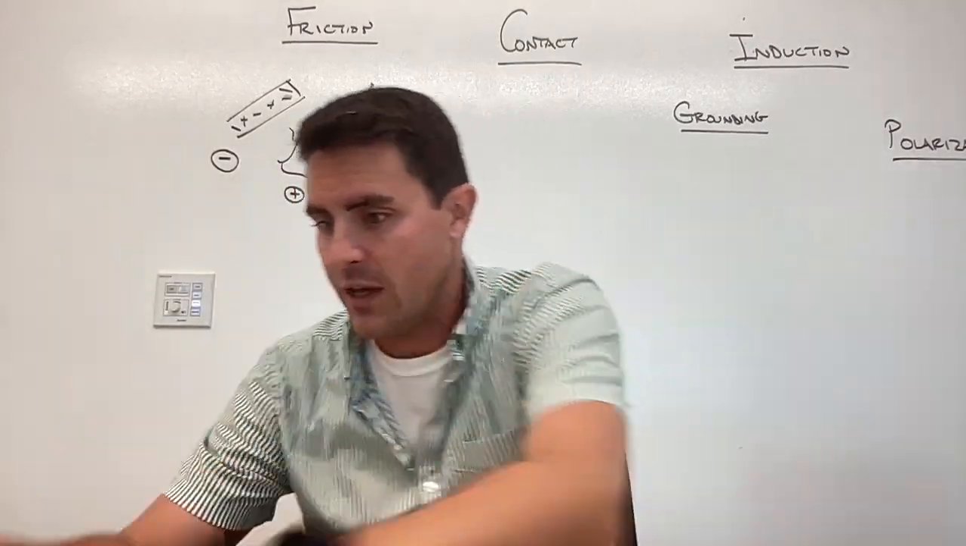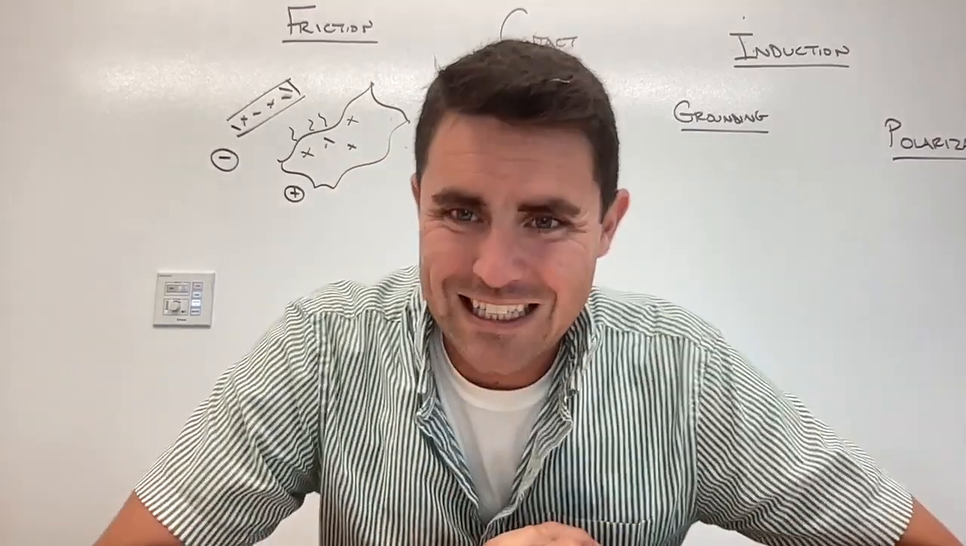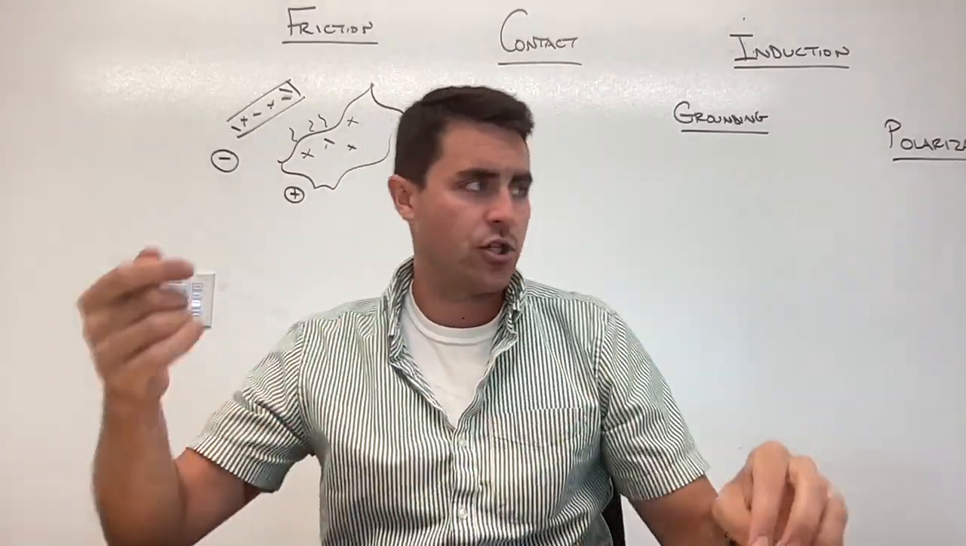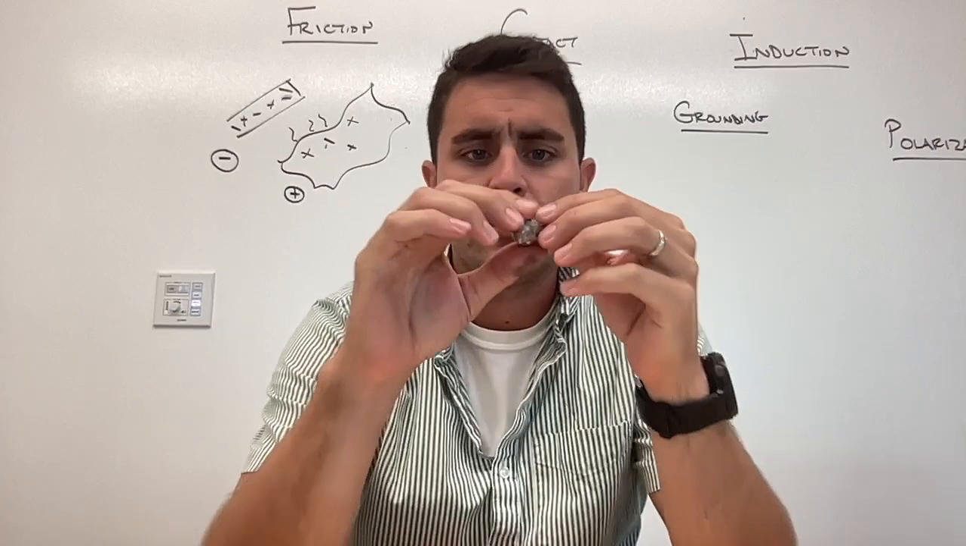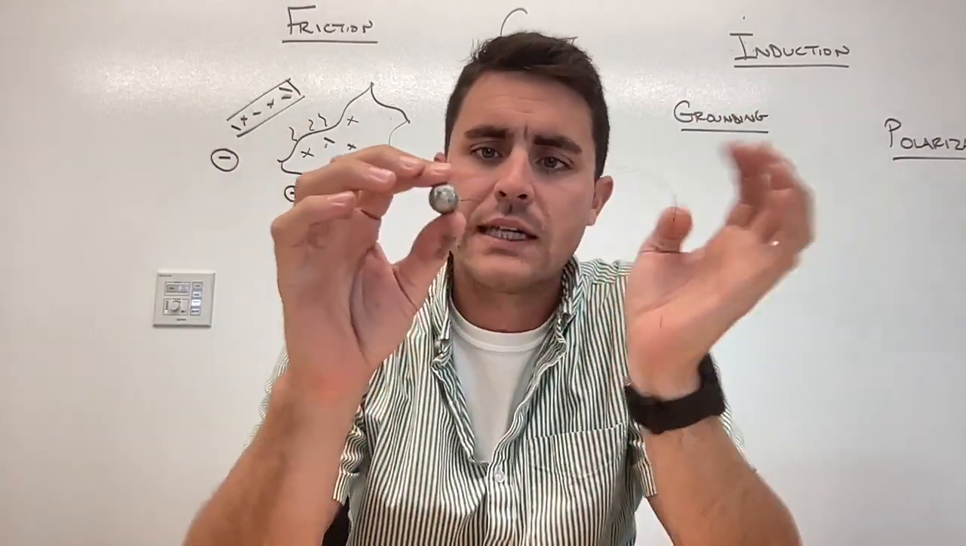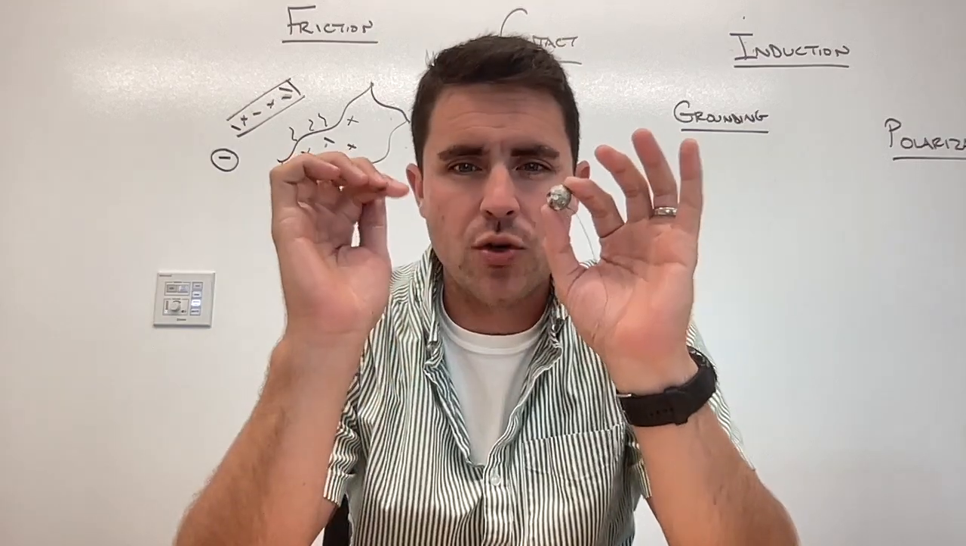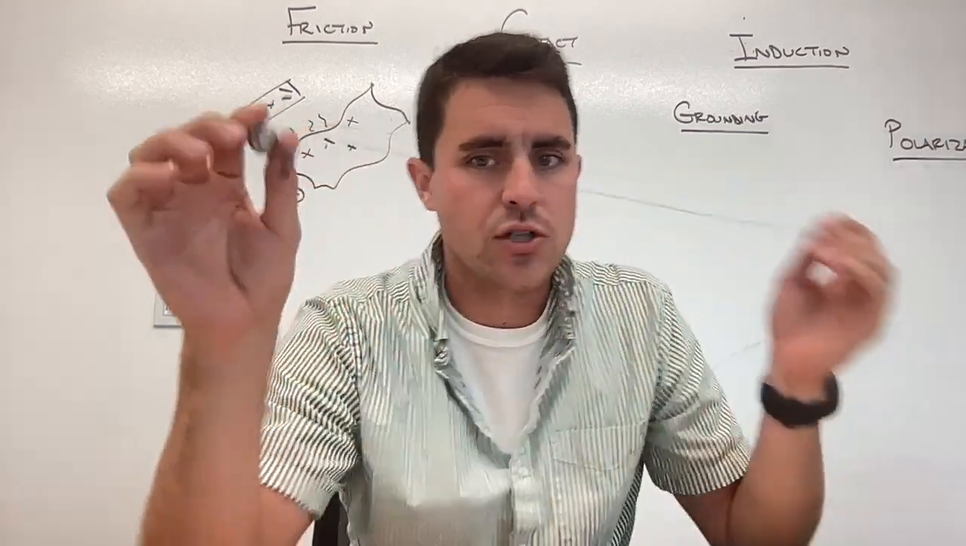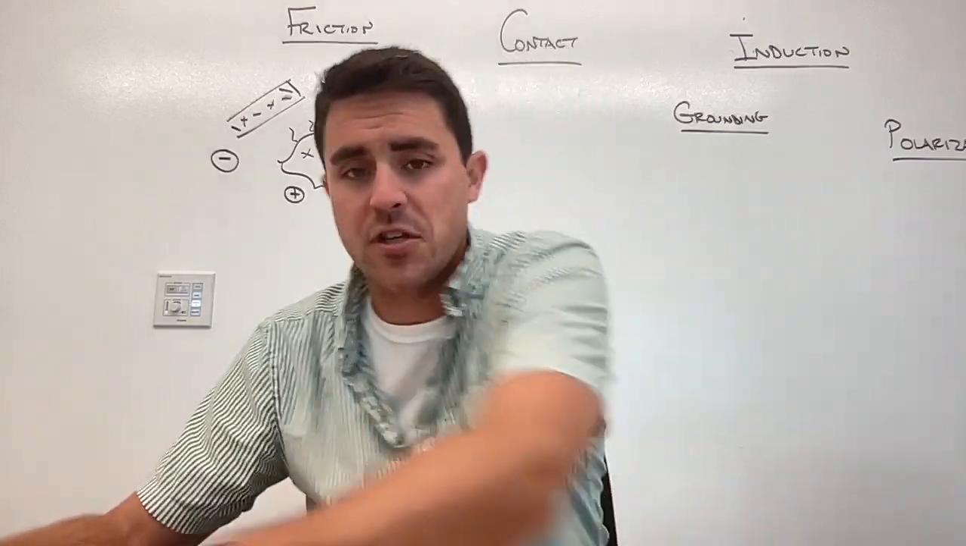So the next thing we have is charging by contact. Now, charging by contact, I'm going to show you this. This is a pith ball. A pith ball is just a light styrofoam ball attached to a light string. I'm going to show you how this object might get charged by contact. So first thing I'm going to do, I'm going to go.